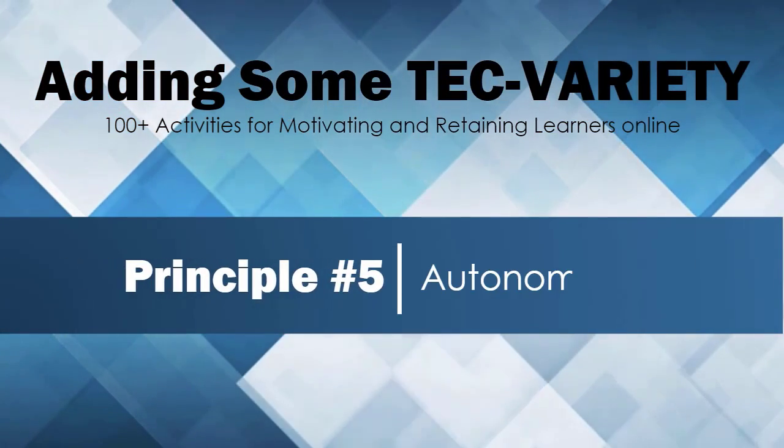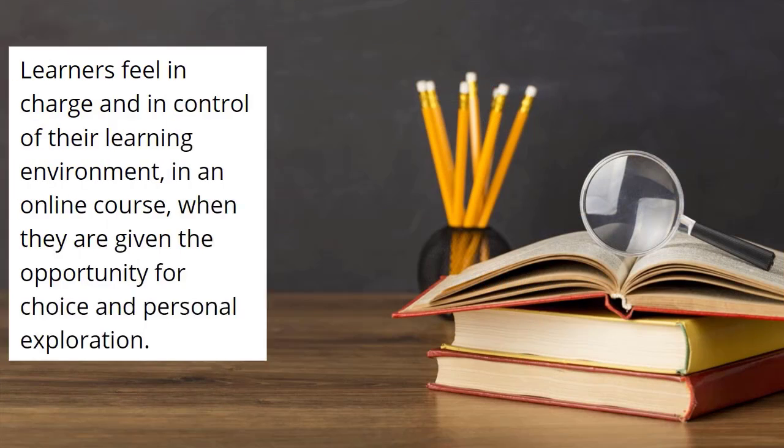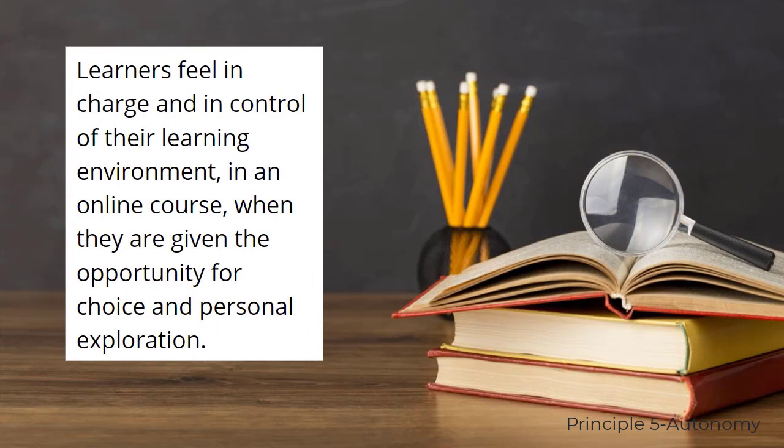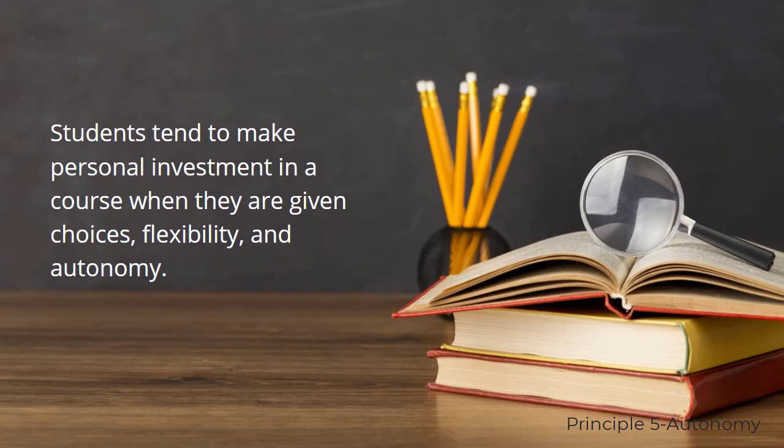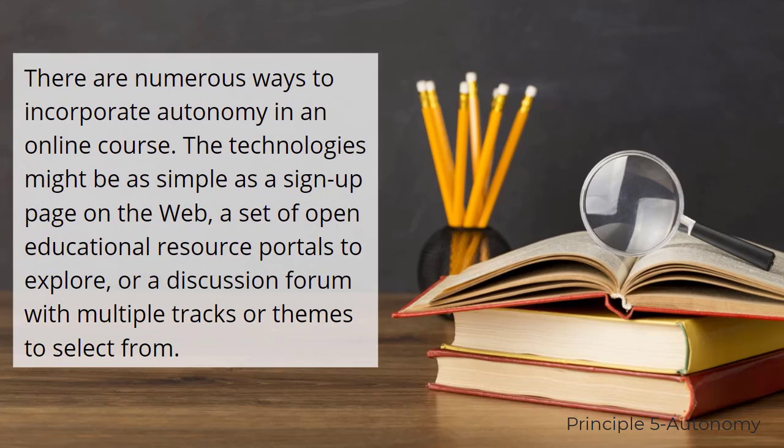Principle number 5, Autonomy. Learners feel in charge and in control of their learning environment in an online course when they are given the opportunity for choice and personal exploration. Students tend to make personal investment in a course when they are given choices, flexibility, and autonomy. There are numerous ways to incorporate autonomy in an online course.